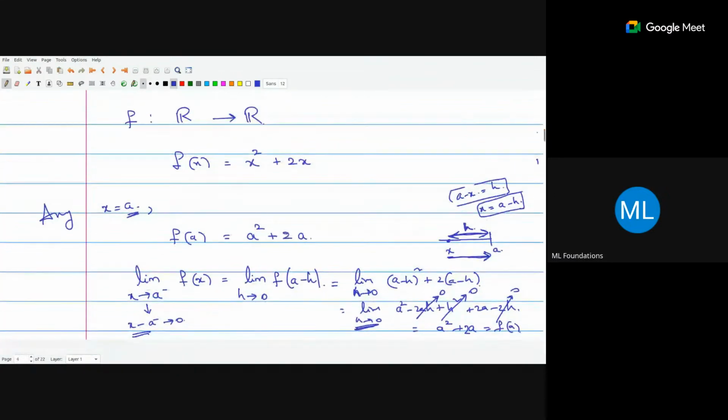So if I check for the right hand limit, this is limit x tends to a plus f of x, which will be limit h tends to 0 f of a plus h. Sir, can you explain once how the x tends to a minus f of x is equal to the limit h tends to 0 f of a minus h? See, when x is tending to a minus, that means the distance between x and a is becoming 0.